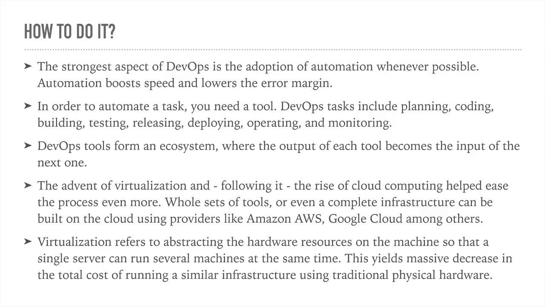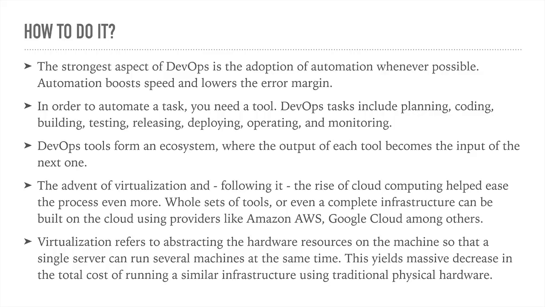And of course, in order to automate a task, you need a tool. DevOps tasks include planning, coding, building, testing, releasing, deploying, operating, and monitoring. All those are activities done inside a DevOps culture or environment. DevOps tools form an ecosystem where the output of each tool becomes the input of the next one, as we're going to see later in this class. And with the advent of virtualization and, following it, the rise of cloud computing, the process became even easier. Whole sets of tools or even a complete infrastructure can be built on the cloud using providers like Amazon Web Services, Google Cloud, among others.